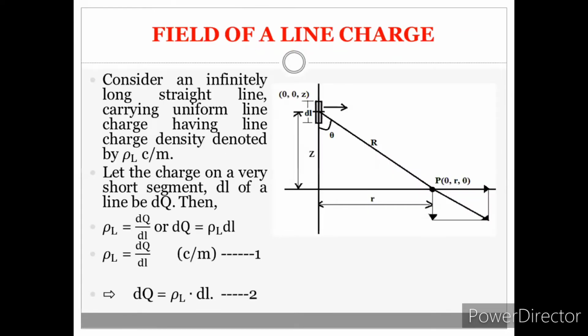Next, we have field of line charges. What is the field of line charges? Observe here: consider an infinitely long straight line carrying a uniform line charge having line charge density denoted by rho L. Charge density is denoted by rho, and if it is volume, it is V; if it is line, it is L; and if it is surface, it is S. Rho L is in coulomb per meter.